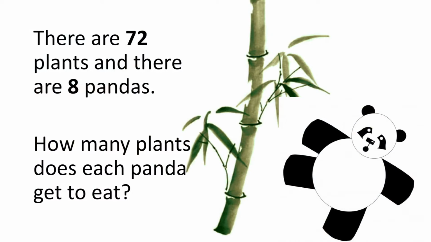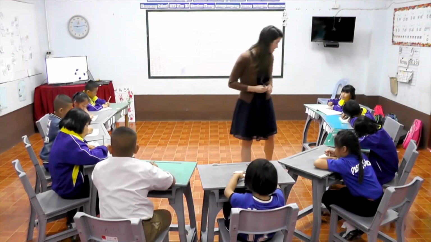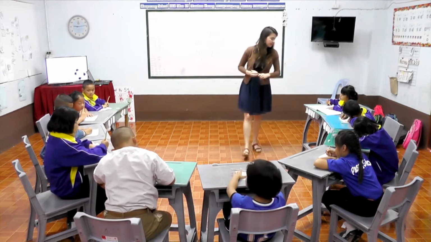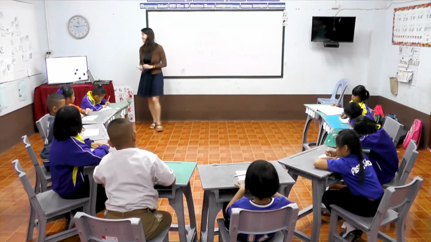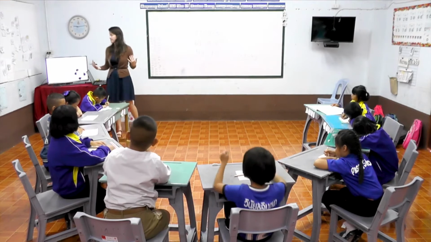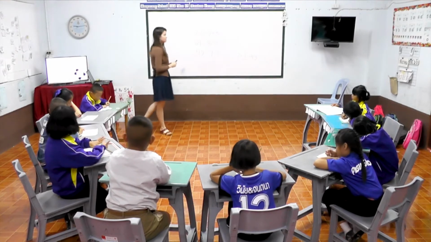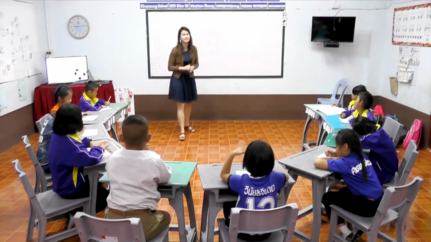Pandas. There are 72 plants, and there are 8 pandas. How many plants does each panda get to eat? So we've got 8 pandas, 72 plants. Think about your biggest number. 8. 8 times 8 is 64. We've got 8 pandas, 72 plants. How many plants will each of those pandas get?